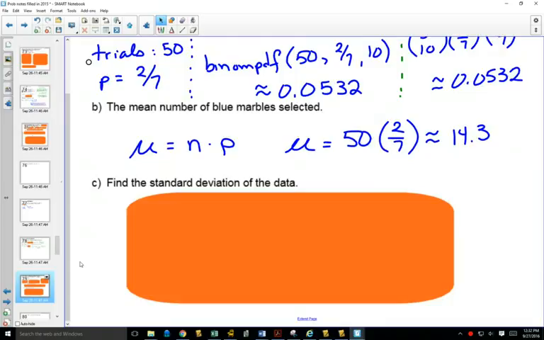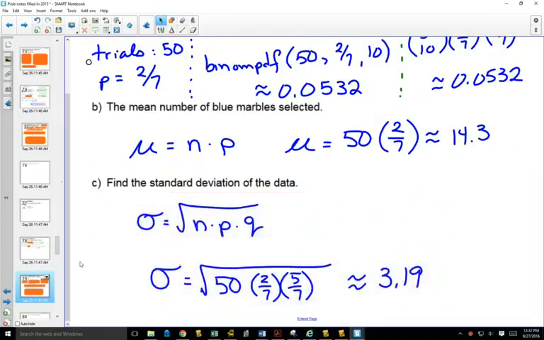And finally, our standard deviation. So if you found your variance formula on your formula sheet, you would know that you would need to take the square root of it. Our number of trials is 50. Probability of success is 2/7. Our probability of failure is 5/7. So our standard deviation in this case is 3.19.